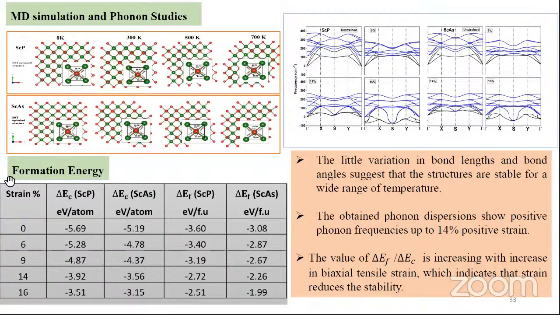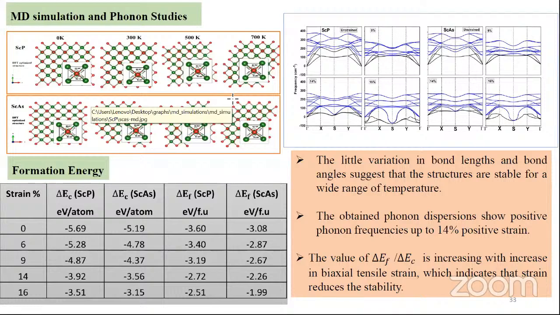In this figure, you can see that up to 700 Kelvin this material is not broken, and there is little variation in the bond length and the bond angle, which indicates that the structures are stable up to 700 Kelvin. Similarly in the case of scandium arsenide, we can say that these materials are stable up to 700 Kelvin.